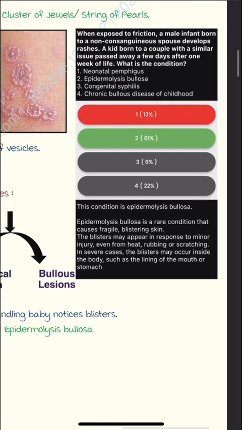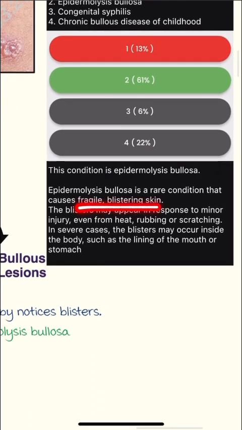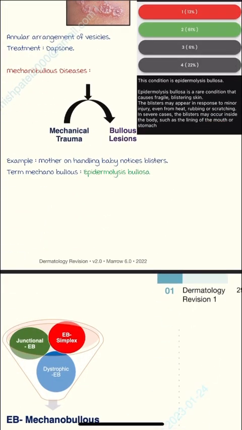The question here is: when exposed to friction, a male infant born to a non-consanguineous couple develops rashes. A kid born to a couple with a similar issue passed away a few days after 1 week of life. What is this condition? It is epidermolysis bullosa. This is a rare condition that causes fragile, blistering skin. The blisters may appear in response to minor injury, even from heat, rubbing, or scratching. In severe cases, the blisters may occur inside the body, such as the lining of the mouth or stomach. This was a previous year question.